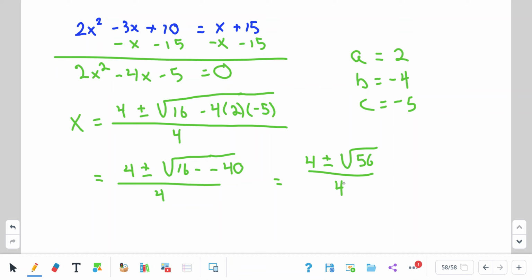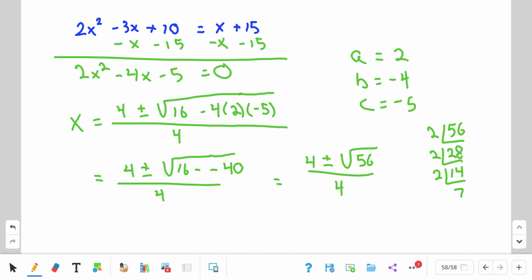Well, can this be simplified? Well, you're not going to get a whole number, and we've done this in class, done other videos. How do you simplify a square root? Well, I want to write 56 with its prime factorization, so I'm going to find out what that is. 56 divides by 2 to get 28, which divides by 2 to get 14, which divides by 2 to get 7. 7's prime, so I can stop. Okay, that tells me that 56 is made up of 2 times 2 times 2 times 7.